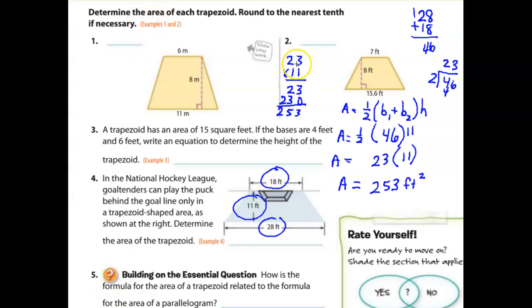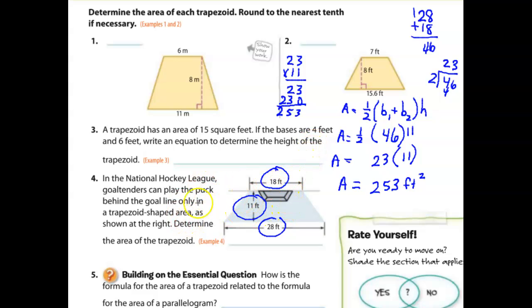Okay, 23 times 11: 1 times 23 is 23, 10 times 23 is 230. Add them together. The answer is 253 square feet, which is how much room the goalie has to play the puck.